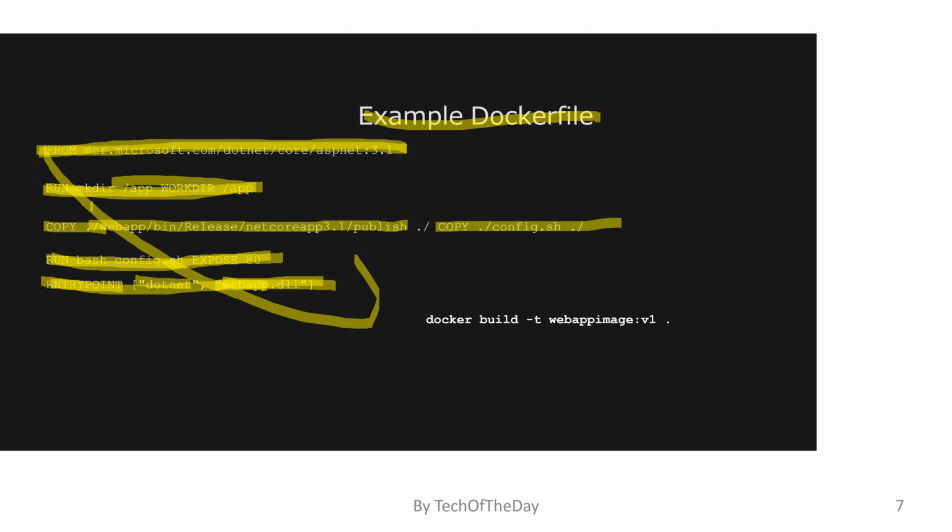And the final instruction is entry point. The entry point instruction is used to define which script or binary we want to start when the container is started from this container image. And so inside the square brackets we will define the command that we want to run and then its parameters.